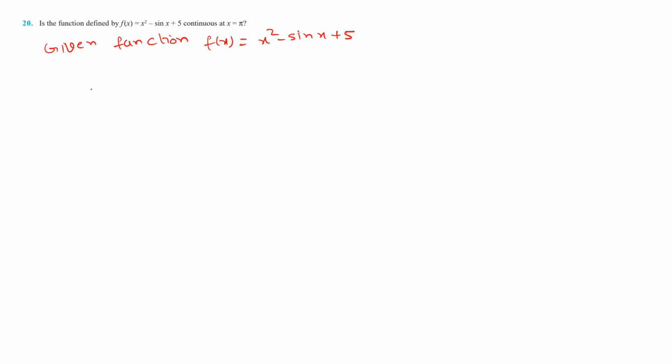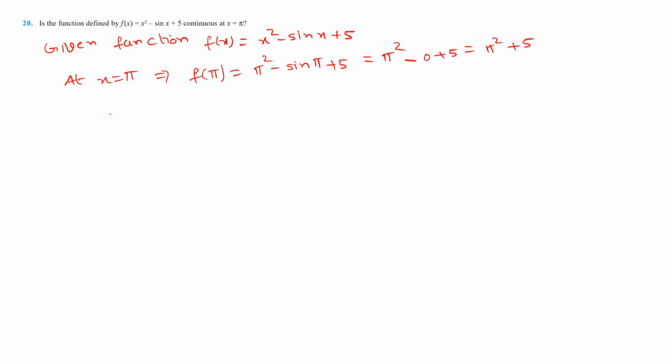First we'll find the function value. At x equal to pi, f of pi: wherever x is there, we substitute pi. So pi square minus sine pi plus 5. Pi square stays pi square, minus sine 180 degrees. The sine 180 value is 0, so minus 0 plus 5. Finally we get pi square plus 5.